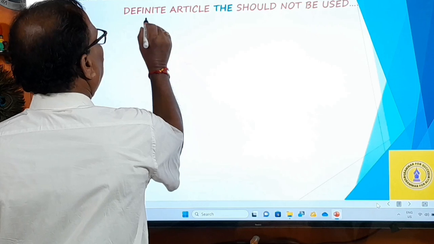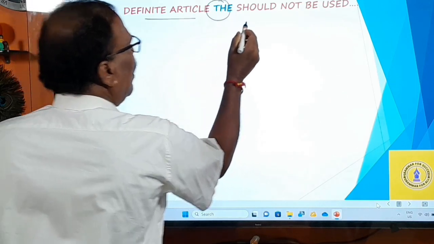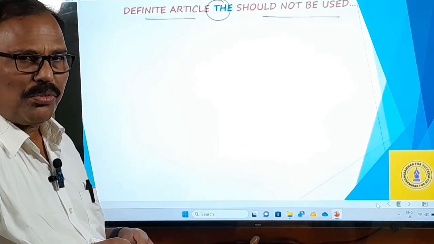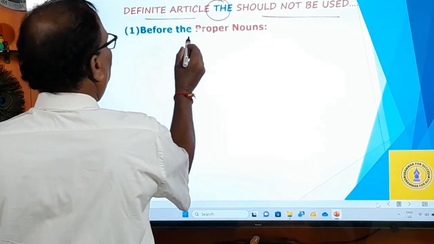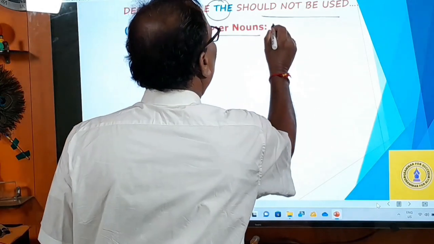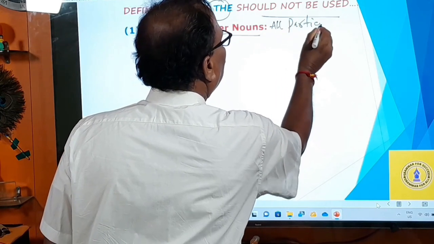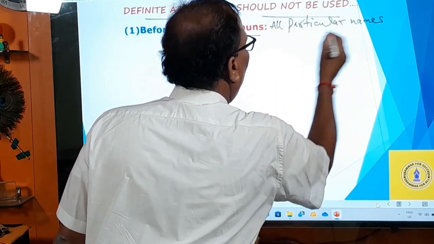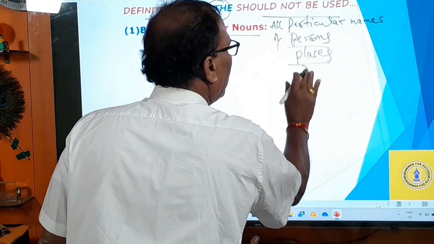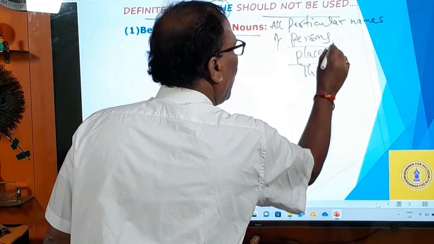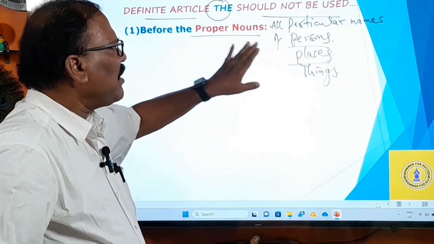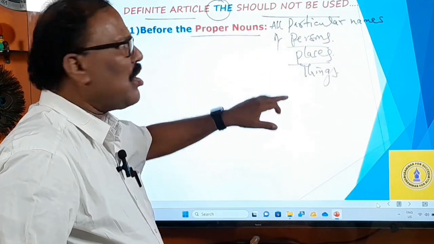You see, the definite article is the. And the definite article the should not be used before what? Number one, before proper nouns. Proper nouns means what? All particular names of persons, places, and things. These three are called proper nouns. All particular names of persons, all particular names of places, and all particular names of things are called proper nouns.